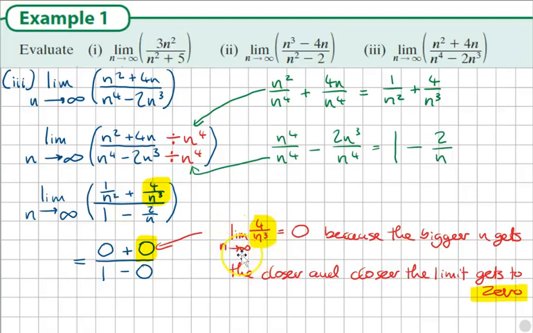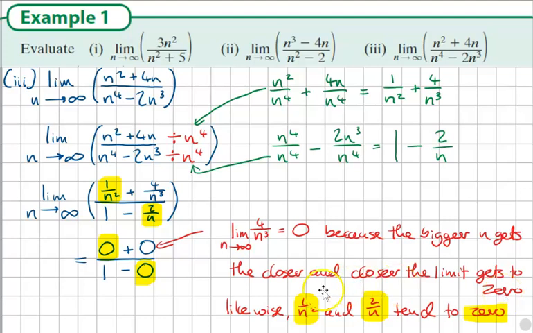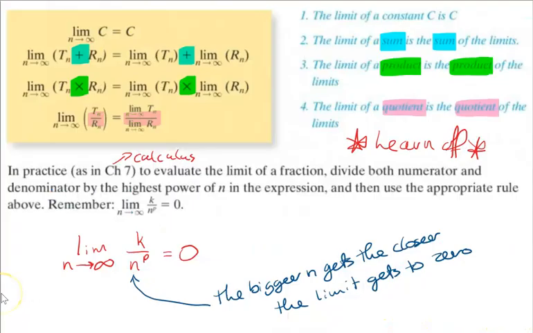So the limit as n approaches infinity of 4 over n cubed is equal to 0 because the bigger n gets, the closer and closer the limit gets to 0. Likewise, 1 over n squared and 2 over n also tend to 0. So just again to go over those rules. These are rules that you do need to learn off, and we will be revisiting them in calculus. But the limit as n approaches infinity of a constant is just equal to that constant. So the limit of a constant c is c.